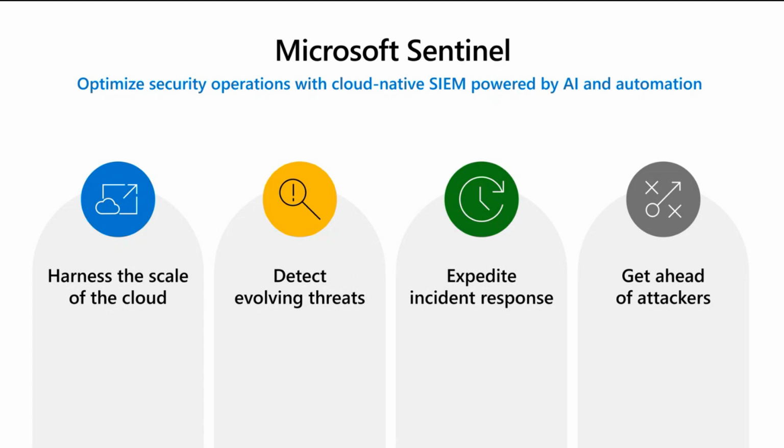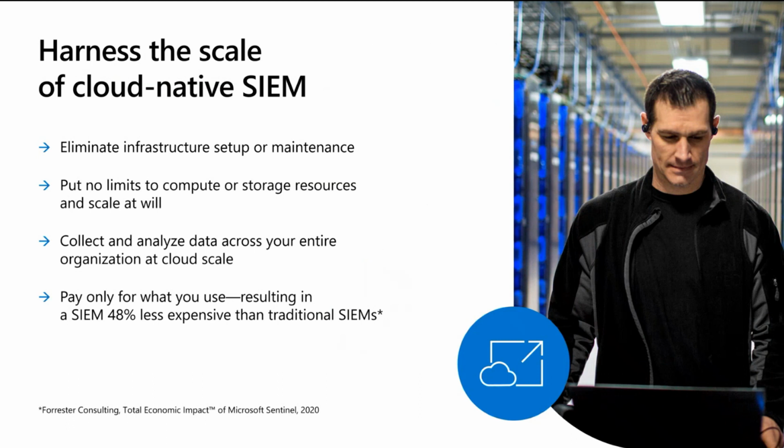Right? Now, from this slide you will see what the conversation is from the sales side. The further conversation will be for the sales and pre-sales team. Okay. Microsoft Sentinel can do 4 things: harness the scale of the cloud, detect evolving threats, expedite incident response, and go ahead of attackers. We will dive a little deeper into these 4 points. First thing, harness the scale of cloud native SIEM. So you have to understand one thing.